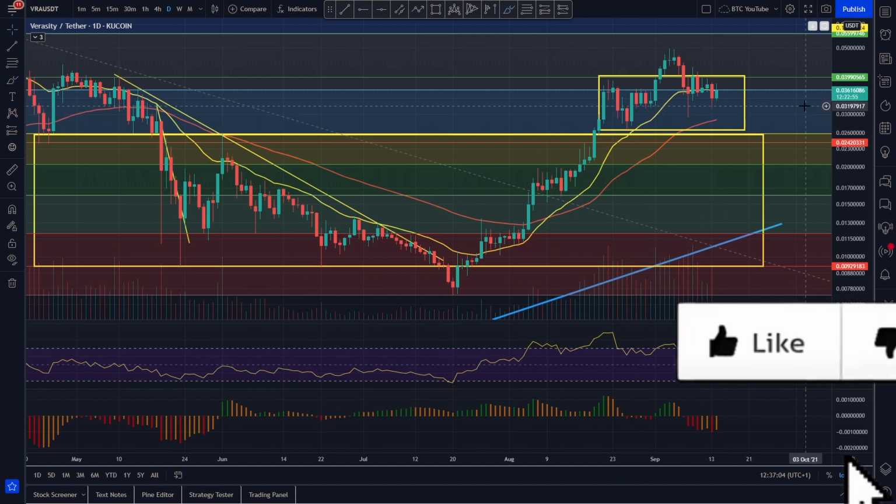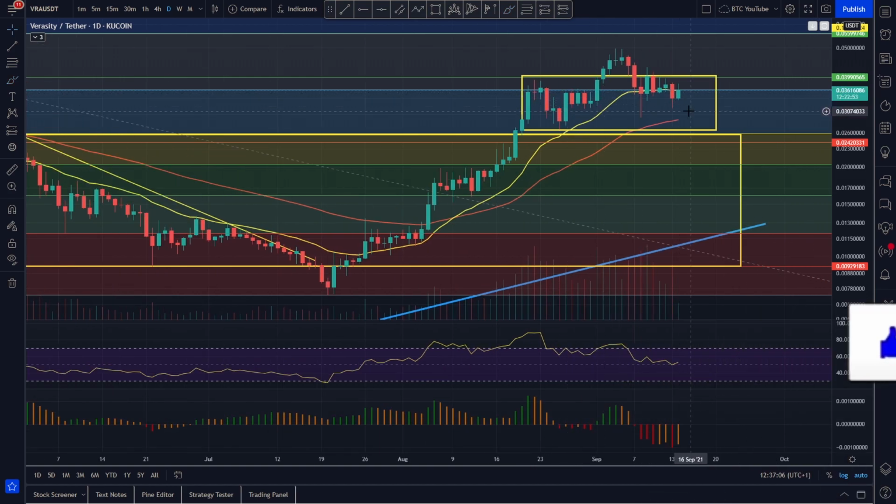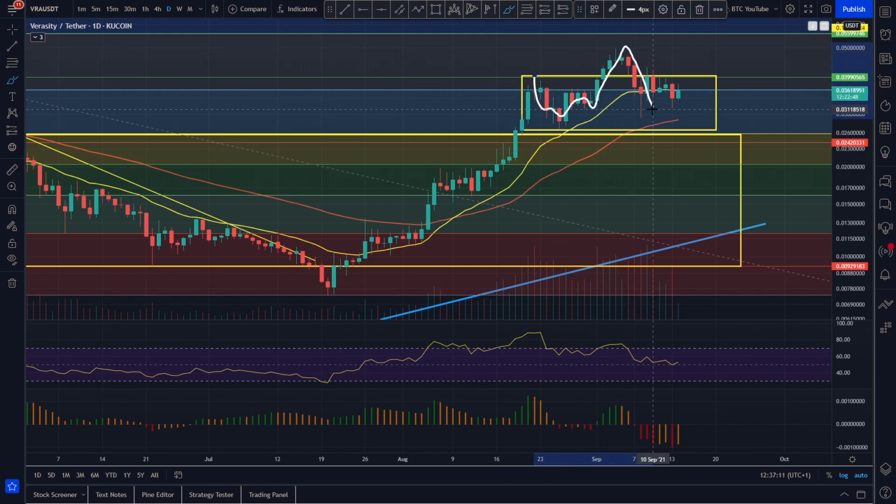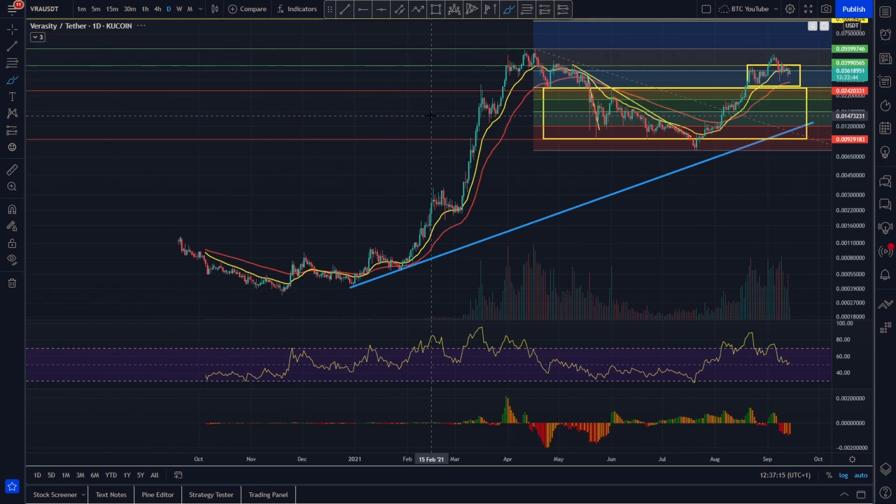We would say Verasity's been cooling off for basically a few weeks here. You can see it's basically just had a bit of a range. We had the breakout. We've obviously had the correction for the wider market. Now we're just ranging again, aren't we? So things looking really good for continuation.